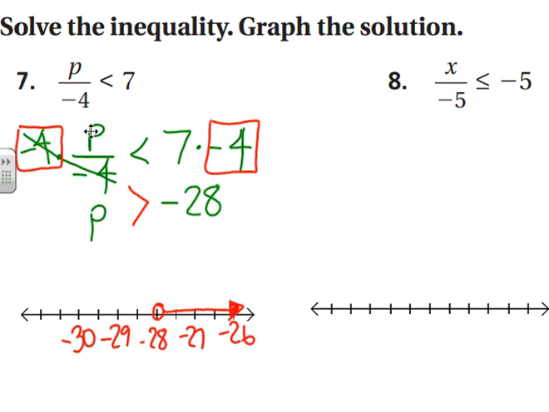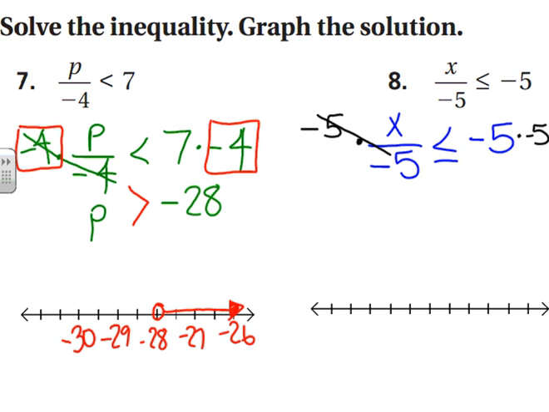All right, number 8, we have x divided by negative 5 is less than or equal to negative 5. So my inverse operation would be to multiply by negative 5 on each side. Okay, so negative 5 divided by negative 5 is 1. We get 1x is less than or equal, and then a negative 5 multiplied by a negative 5 is positive 25. So x is less than or equal to positive 25.